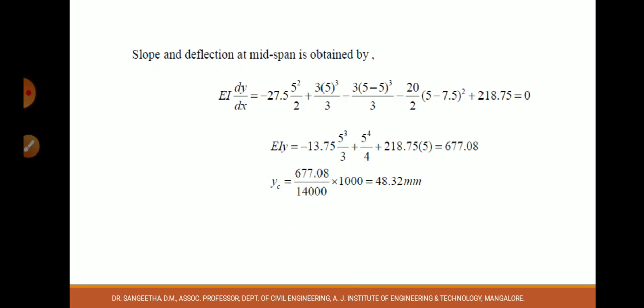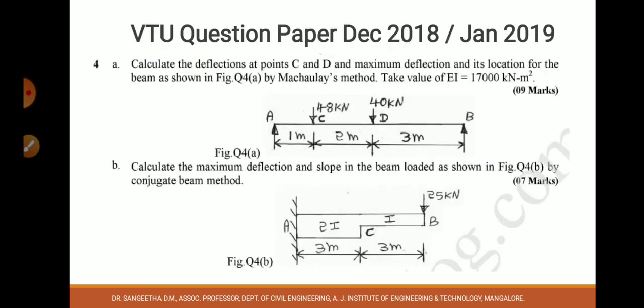So that is how deflection at any point and rotation at any point can be evaluated. If you find dy by dx, then it is rotation. If you find y, then it is deflection. So this is how about Macaulay's method of calculations.